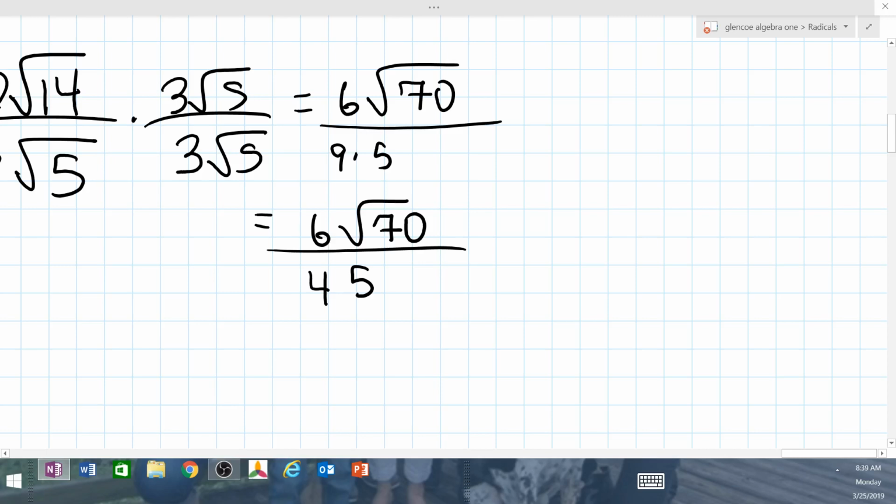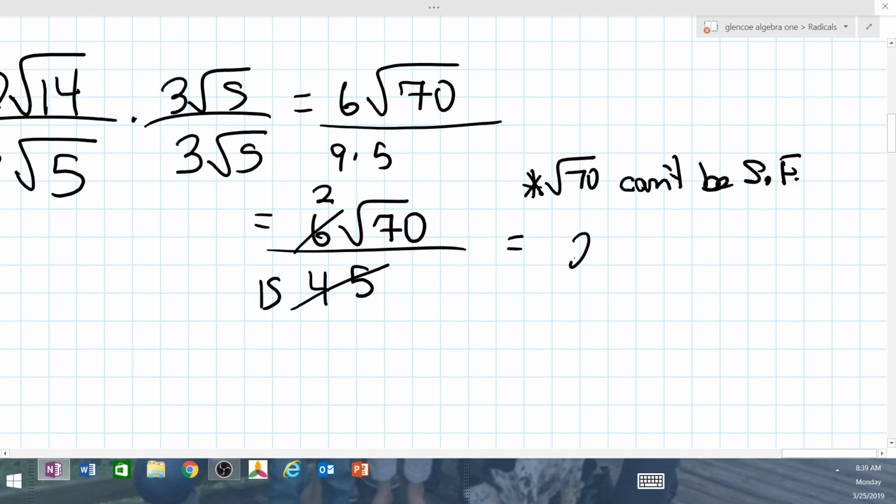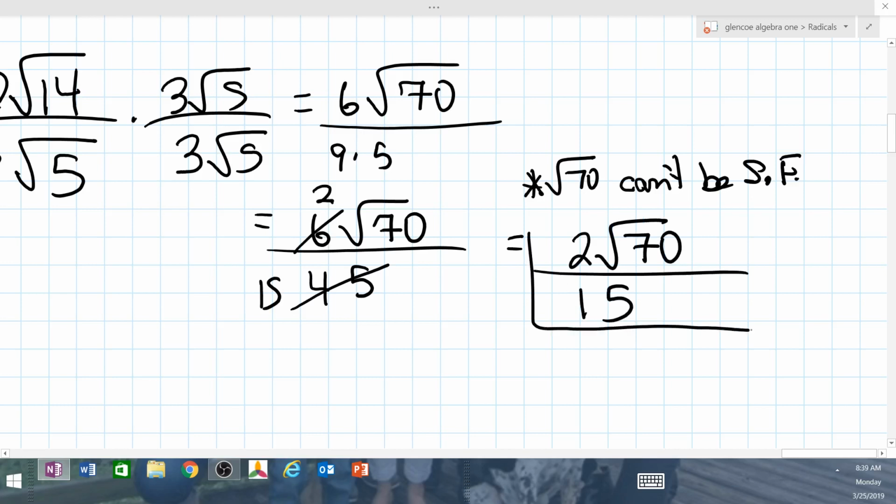Well, let's think. Does radical 70 simplify anymore? 10 and 7, 2 and 5 and 7. No. So radical 70 can't be simplified, but 6 over 45 can. True or false? Good. How do you reduce 6/45? By 3, and that would give me a 2 here, and that would give me a what here? 15. So your final answer is 2 radical 70 over 15. Final answer.